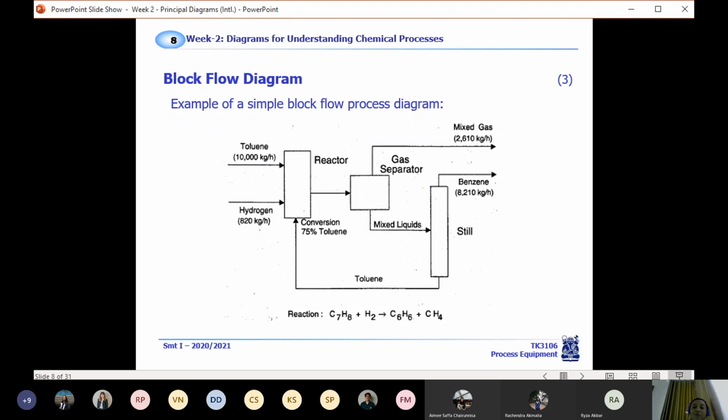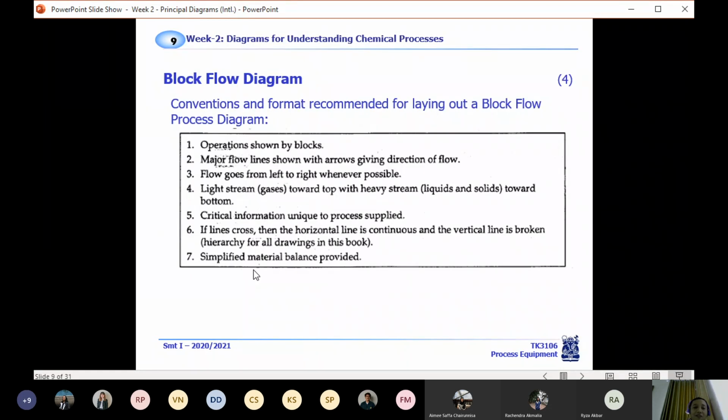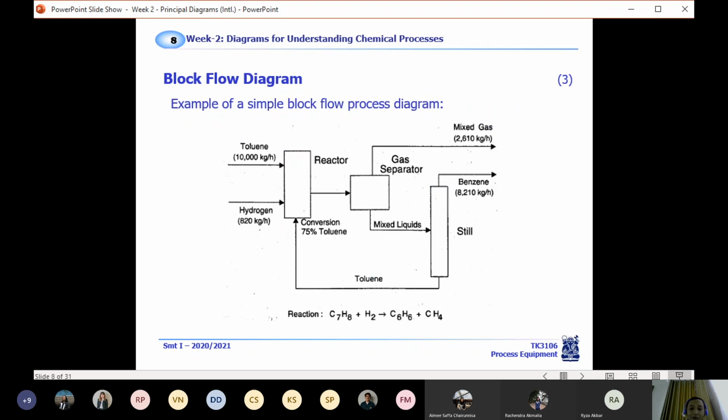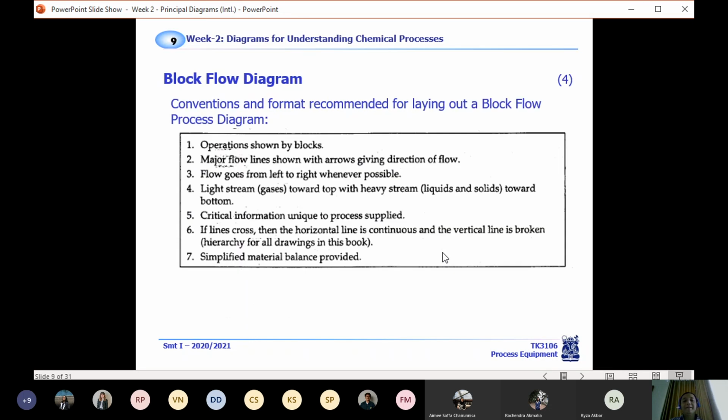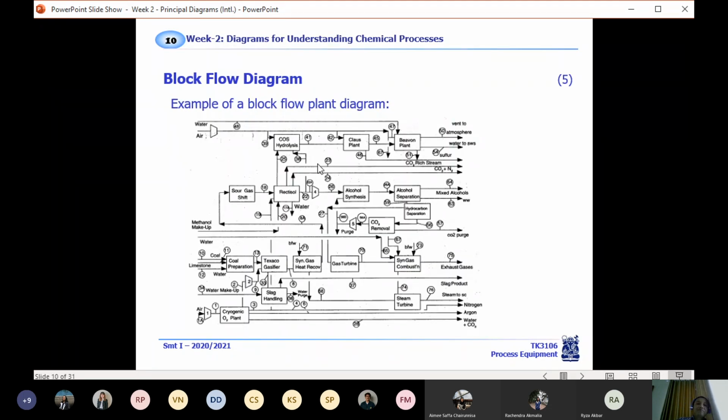We don't have this one, but we will have it later. Simplified material balance is provided. Sometimes we also don't need to put the information of 7, but sometimes a company provides a simple mass balance for this block flow diagram to make a better understanding. But it's optional, because usually the block flow diagram is enough by showing this schematic or block diagram such as this one. Okay, I will continue.